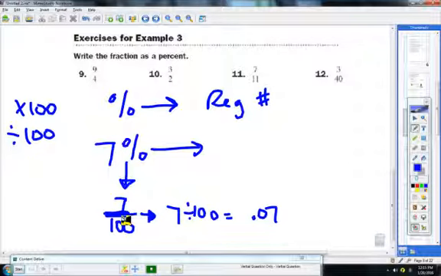Everybody got that? Okay. You may want to write this on your paper. Going from percent to regular is going to be dividing by 100. Everybody understand that? Okay. So dividing by 100. Okay? All right, we're going to do another one now.